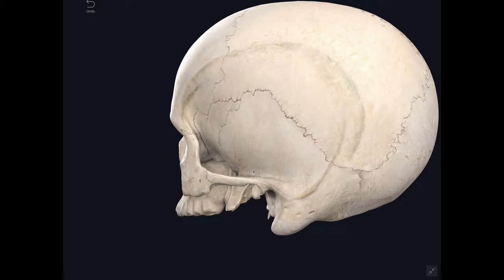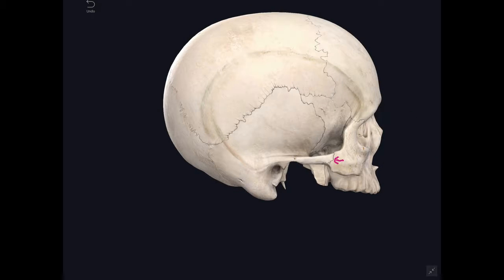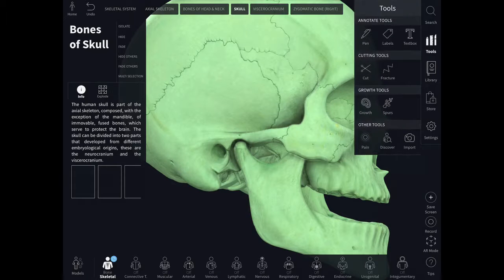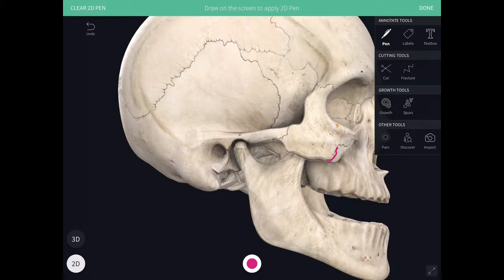It has 3 articulations or processes. The frontal process articulates with the frontal bone via the frontozygomatic suture. It also contributes to the lateral border of each orbit. The temporal process articulates with the temporal bone on each side via the temporozygomatic suture, forming the zygomatic arch. The maxillary process articulates with the maxillary bone via the zygomaticomaxillary suture.